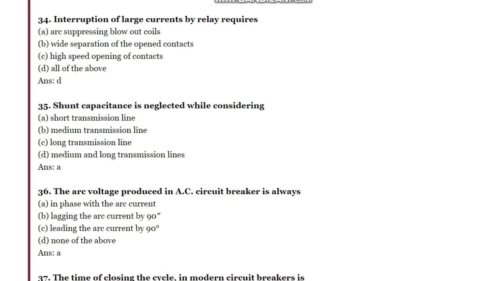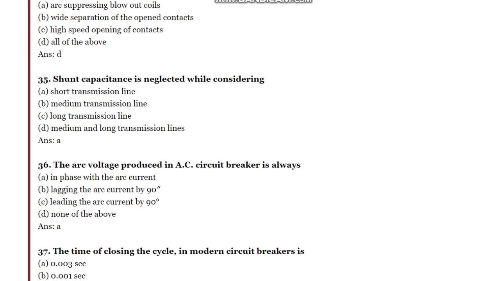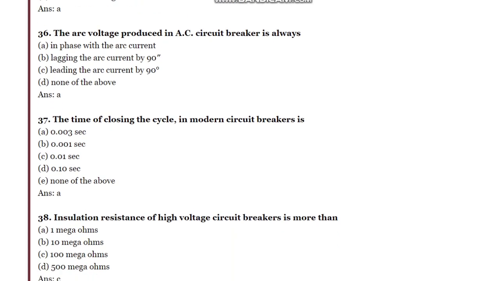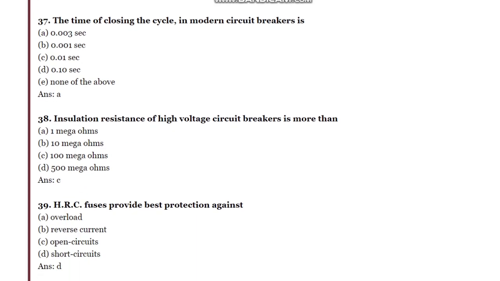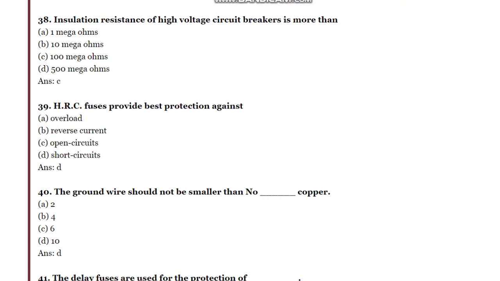Shunt capacitance is neglected while considering a short transmission line. Question number 36: the arc voltage produced in an AC circuit breaker is always in phase with arc current, that is first. Question number 37: the time of closing the cycle in modern circuit breakers is 0.003 second. Question number 38: insulation resistance of high voltage circuit breaker is more than 100 megaohms.